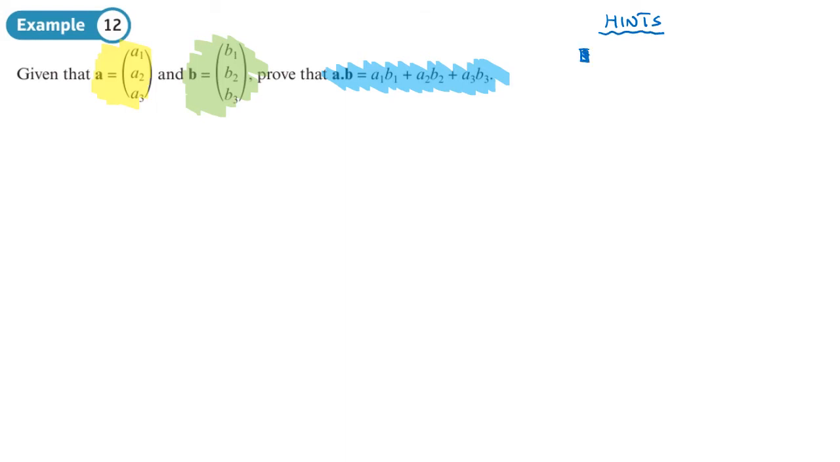Okay, the first thing that's going to be useful is to remember that if I've got something like I dot I or J dot J or K dot K, that's going to be 1. From what we did before, the length of those vectors times by the angle between them, which is 0, we'll get 1. So that's the first thing.